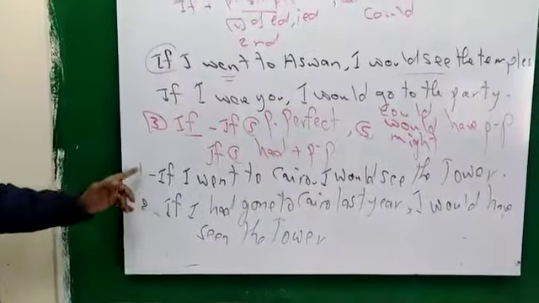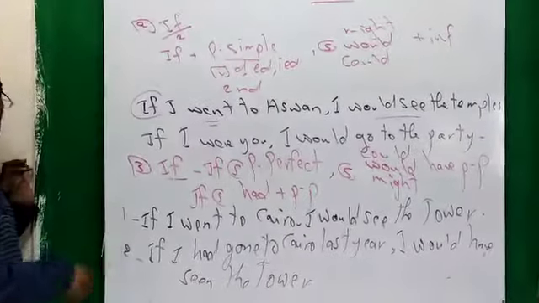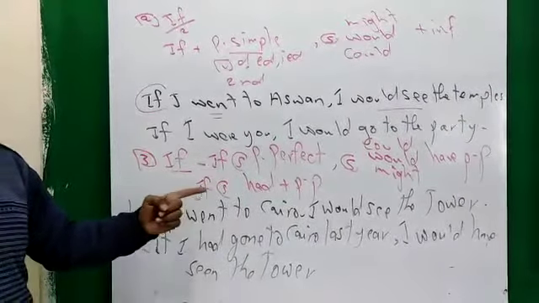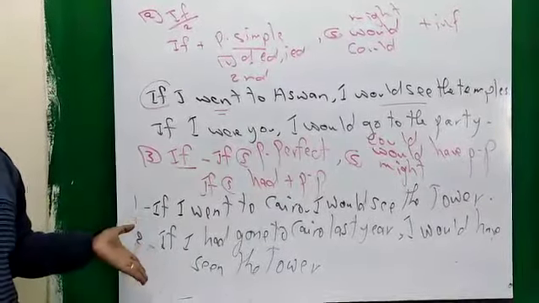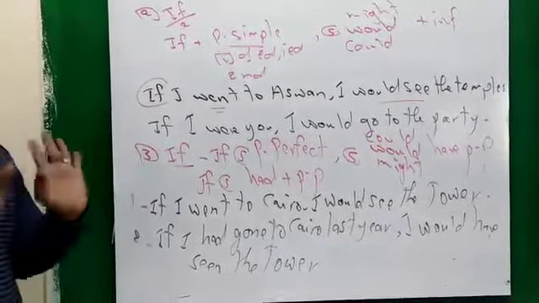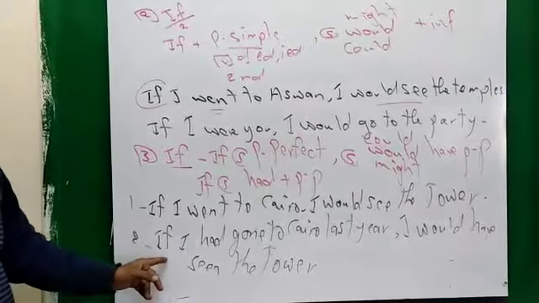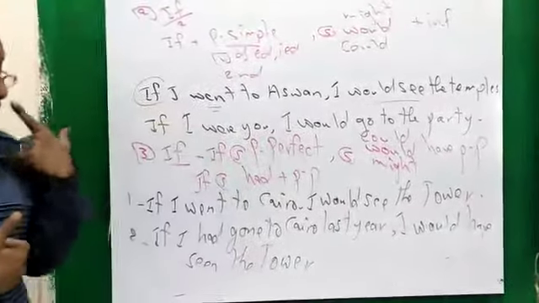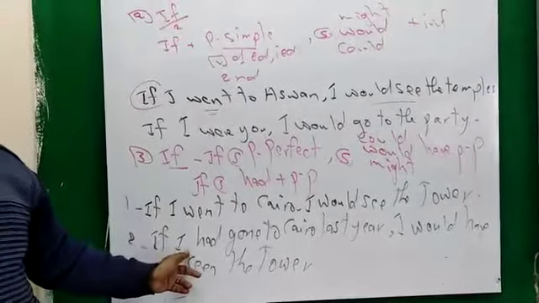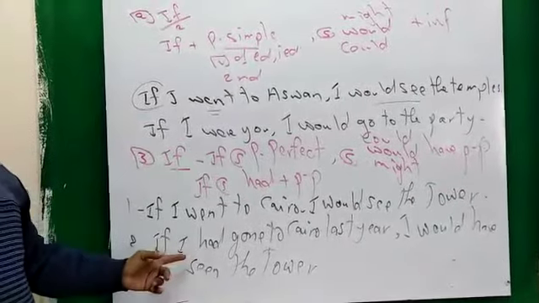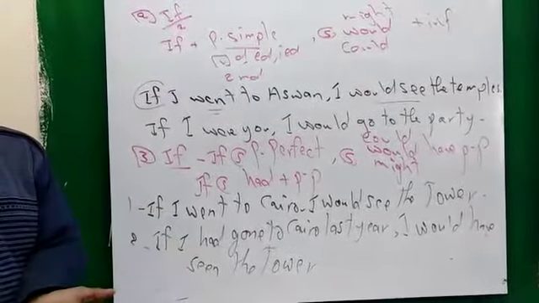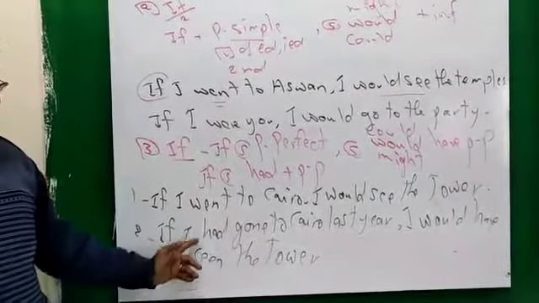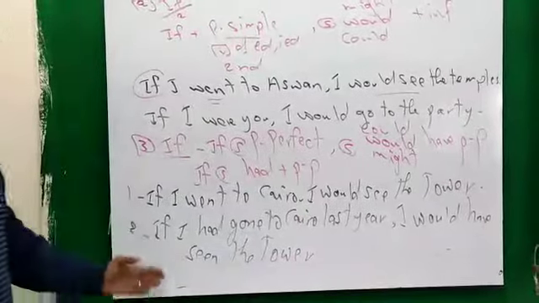Let's compare between these two examples. Example number one: if I went to Cairo, I would see the tower. I can go to Cairo anytime in the future, but not now. If I had gone to Cairo last year, you can't come back to last year to do the action. You can't go back to last year to go to Cairo. So it is impossible to do the action. So if I had gone to Cairo last year, I would have seen the tower.